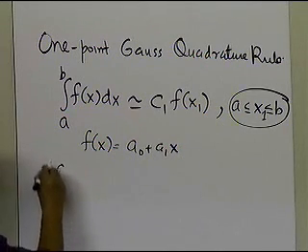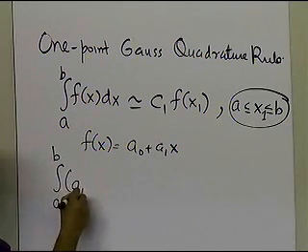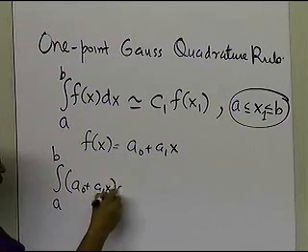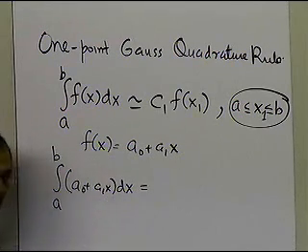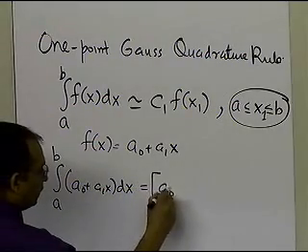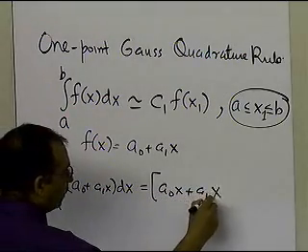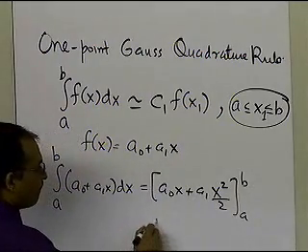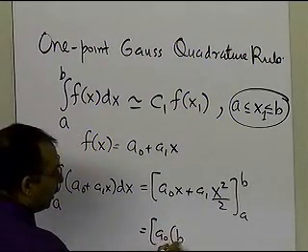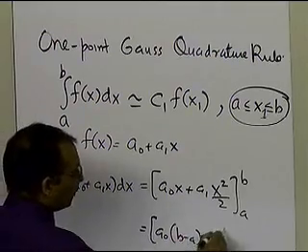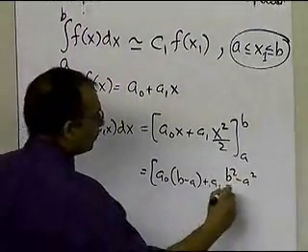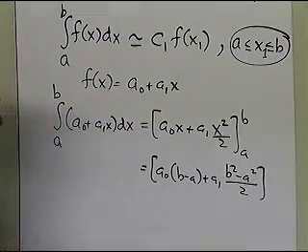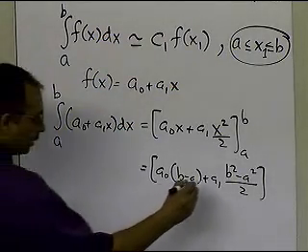So if I take the exact value of the integral of a0 plus a1x dx, so this is where I'm using my integral calculus knowledge, I'll get a0 times x plus a1 times x squared by 2 from a to b, a0 times b minus a plus a1 times b squared minus a squared by 2. So that's what I get as my exact value of the integral.